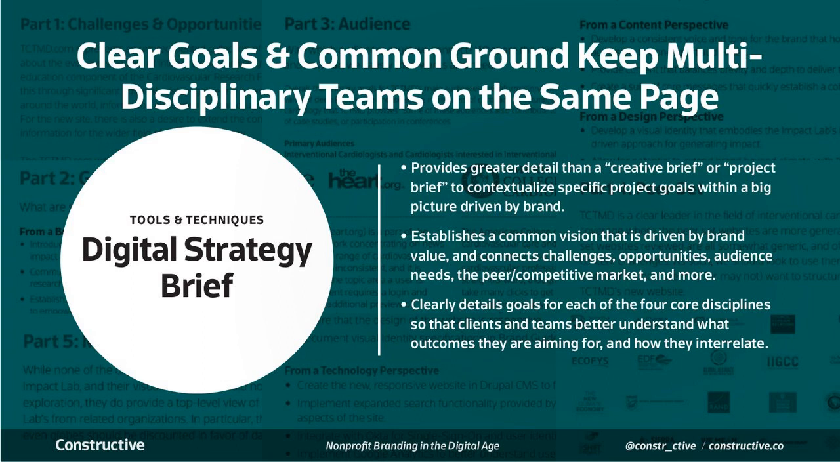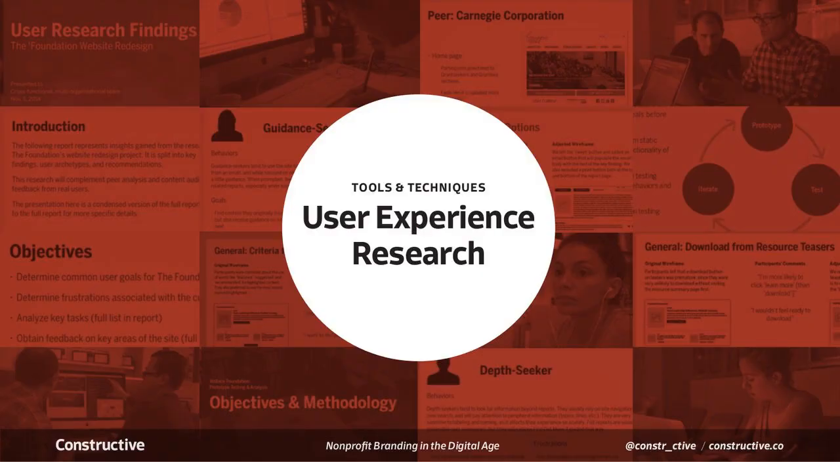And it establishes a common vision that's driven by this brand value and that connects challenges in a project, the opportunities in a project, what an audience's needs are out of the project we're trying to create, and the peer and competitive market and other things. And what's really important is that we detail clear goals for each one from a different perspective. So from a content perspective, what are we looking to do? From a design perspective, what do we need to accomplish? When we clearly identify each of those four things, it lets everyone understand and be clear on what we're trying to do across these four things.